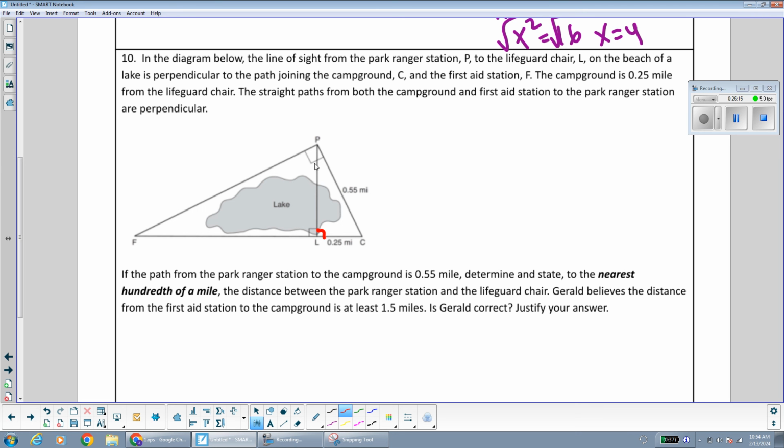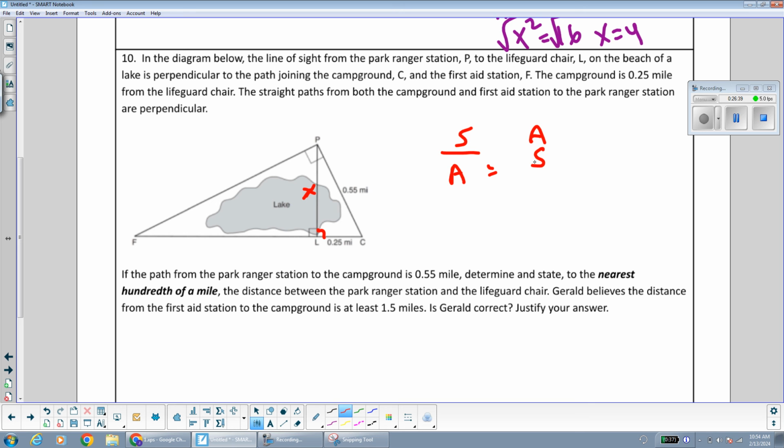P for park ranger station, L for lifeguard chair. I like when they label it by what it represents. I don't have to fully read the question. So that's what we're finding first, and that's on the altitude. Since I have information about the altitude, I'm going to use SAS here, or at least I'm going to try to use SAS here.